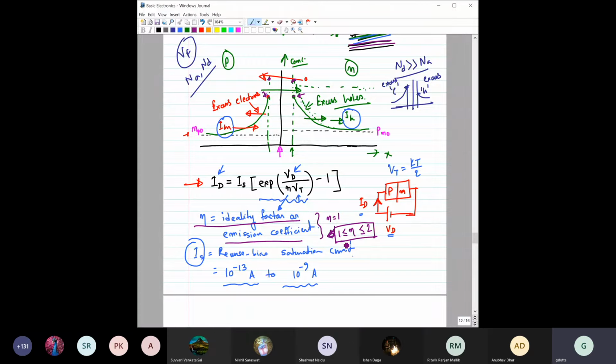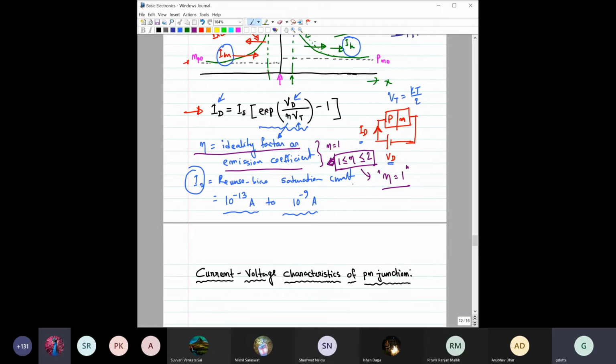And if nothing has been mentioned about the ideality factor, then you can consider the ideality factor equal to 1. In that case, the equation becomes quite a bit easier. That is, ID equals IS times exponential of VD by VT minus 1. Now this ideality factor also depends on the region of operation of a particular PN junction. Maybe that I can show you in the next page.